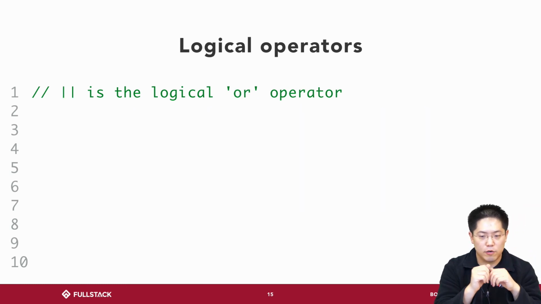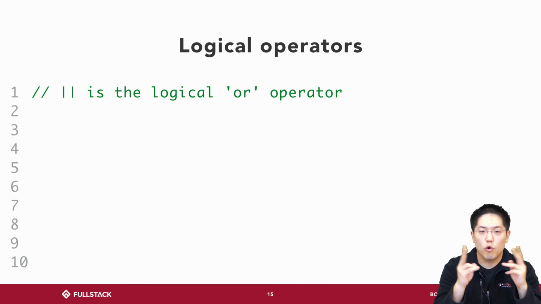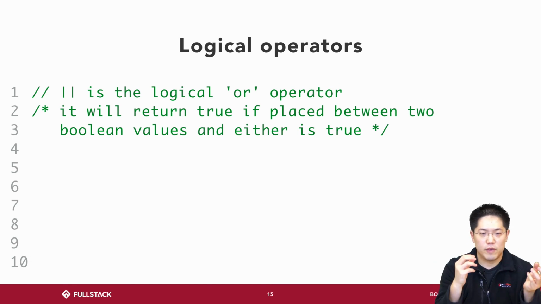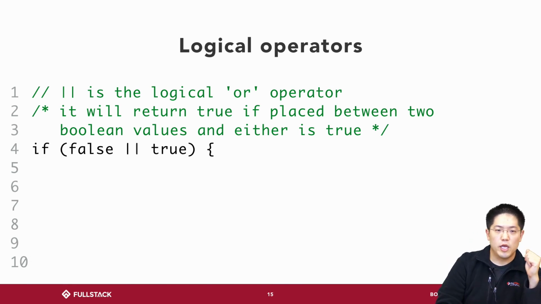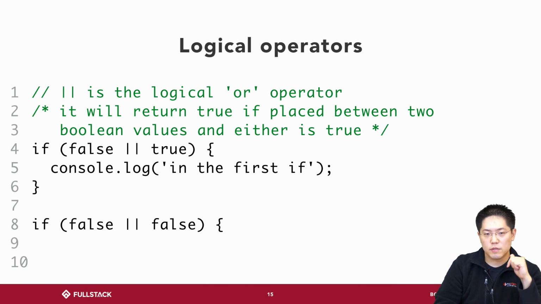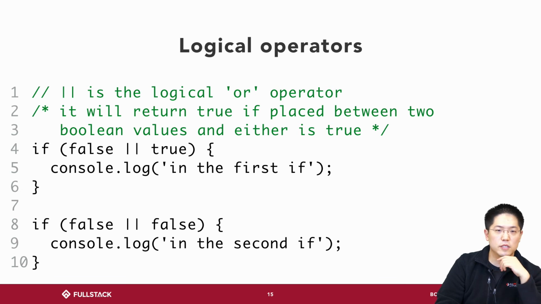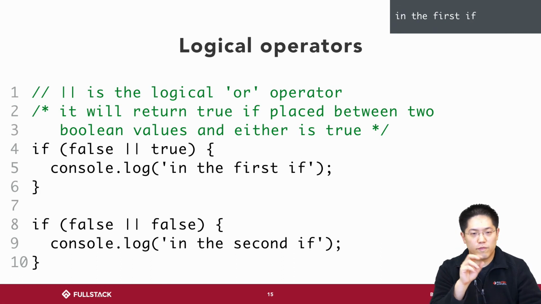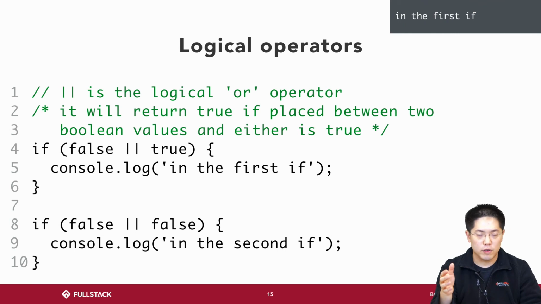Now, the double pipe sign is two straight lines. That's the key above the enter key on most Macs, just in case you're not familiar with that symbol. Two of those is the logical OR operator. This returns true if either one of the values on either side of it is true. So if false or true, console log in the first if. If false or false, console log in the second if. Again, with this example, we should expect to only get the first if, because one of those was true, and that was enough for the OR operator. But of course, if both are false, then the OR operator also evaluates to false.